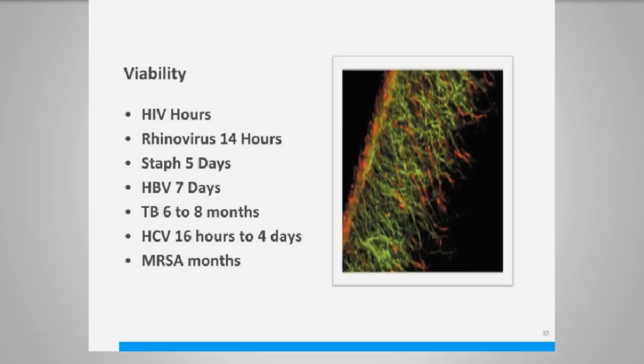Now, TB can last on a surface from 6 to 8 months, pretty long period of time. And the reason that we use TB as one of our marker cells to determine are we going to use this disinfectant or not use it is because the length, how hard it is to kill this disease. It's not that it's easily transmittable, because it is a harder disease to transmit, but it's very difficult to kill on a surface.